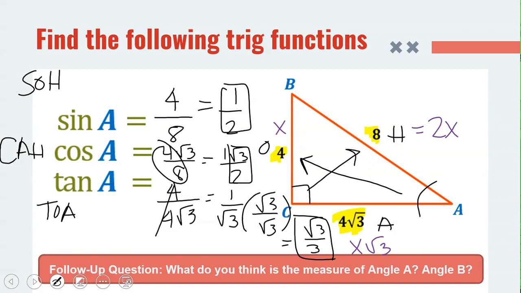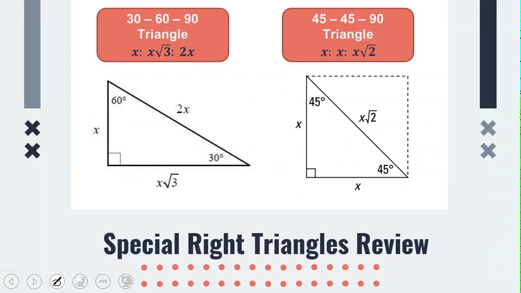So if we think about that, if 4 is equal to x, that means that this has to be the smaller angle, 30 degrees. So angle A has to be 30 degrees. And well, if angle A is 30 and angle C is 90, that leaves angle B to be 60, because 60 plus 30 plus 90 is 180. So we have our special right triangles.